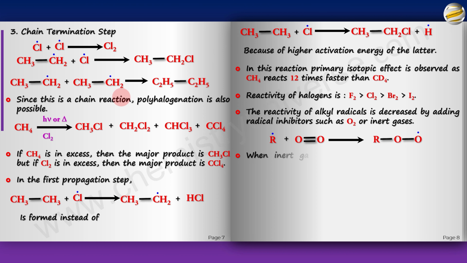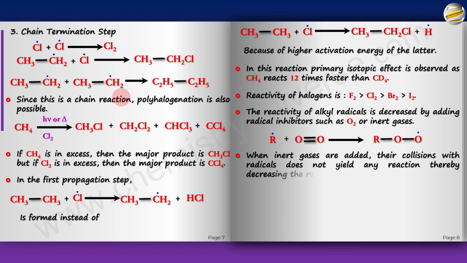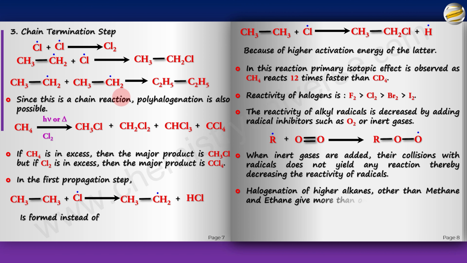Whereas if you add inert gas, it will slow down the reaction, because more collisions of R dots and X dots will take place with noble gases, not leading to any reaction. So there will be no productive collisions. Now, halogenation of higher alkanes other than methane and ethane can give you more than one product.